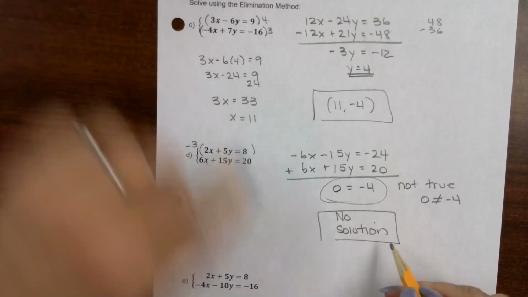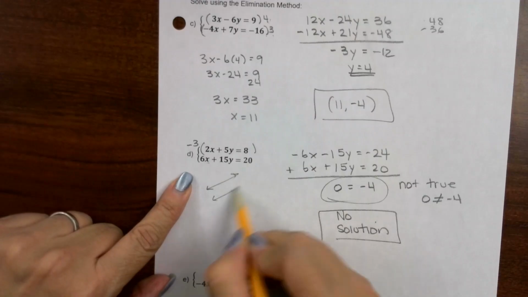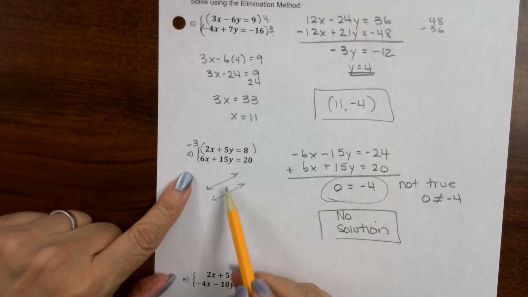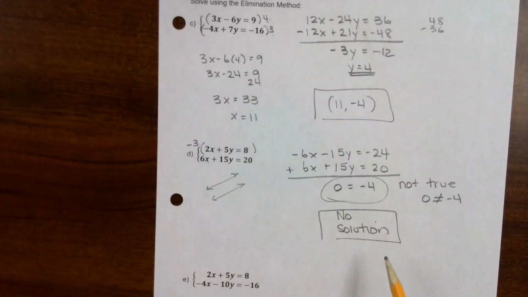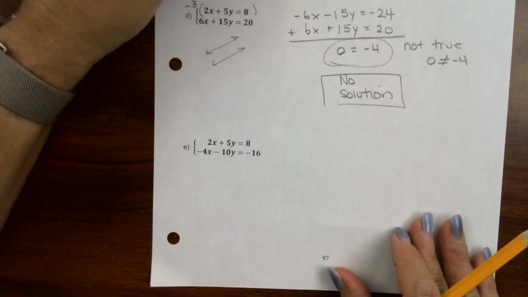And if you remember, something that has no solution is really saying that this is going to be two parallel lines. If I have two parallel lines, they're never going to cross, and that's what this is saying. It's no solution, so these lines are just parallel. All right, let's go down here and do the last one.